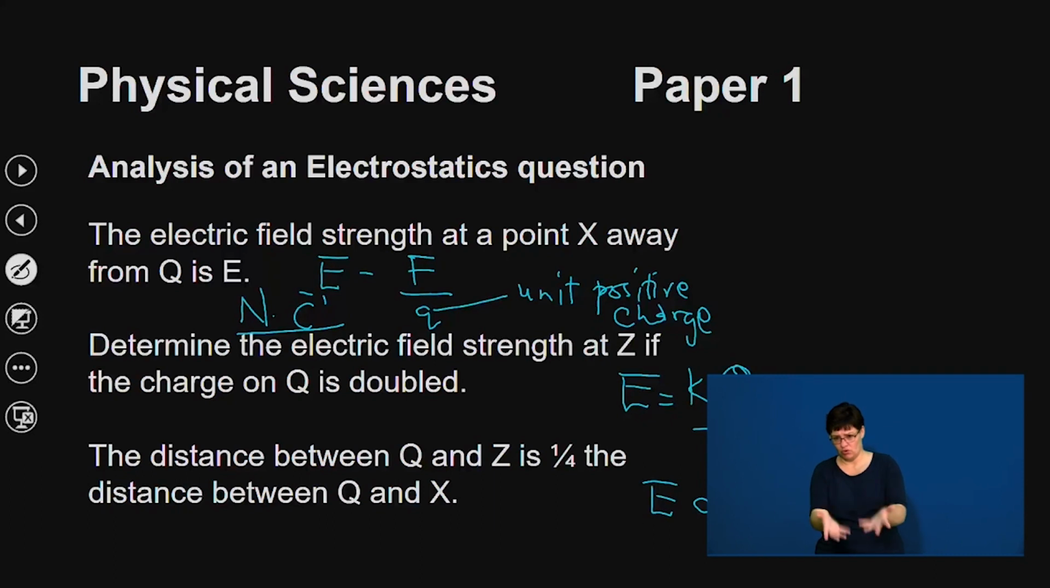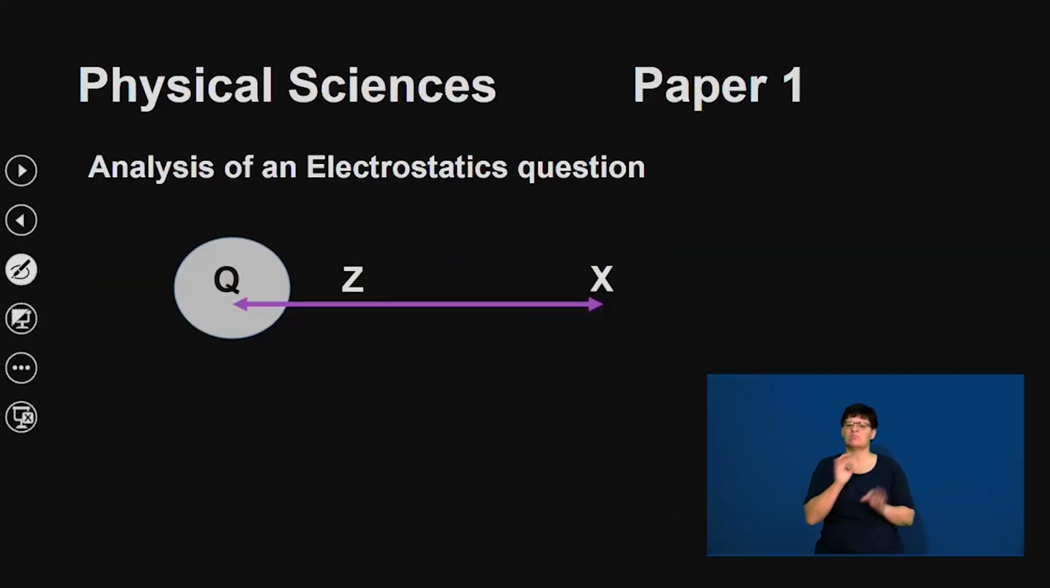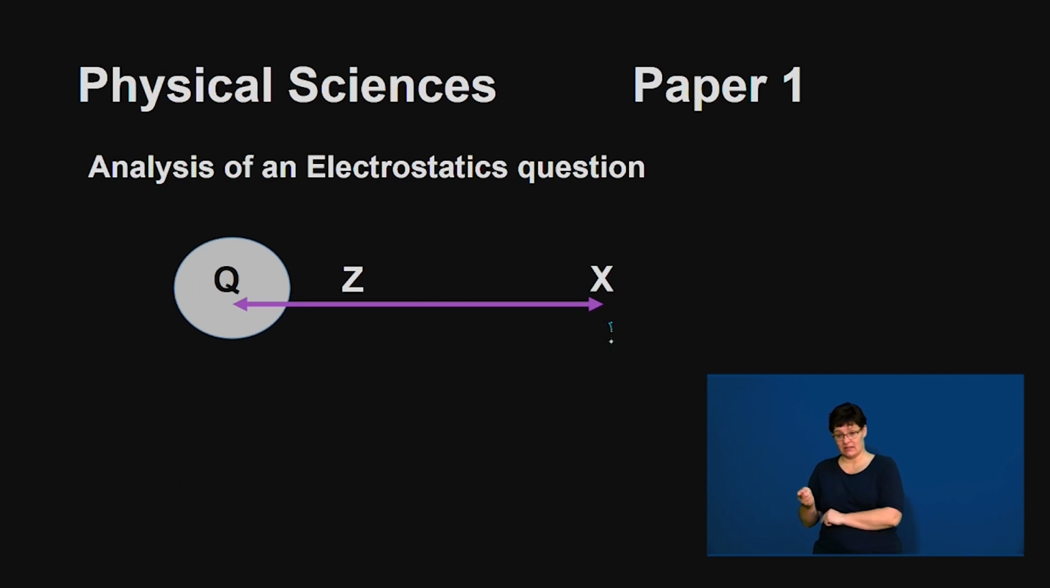Now, just to use a specific example in terms of the layout of that question. So here is Q, the charge that creates the field. X is a point. So it's very important, X is where we place the test charge.